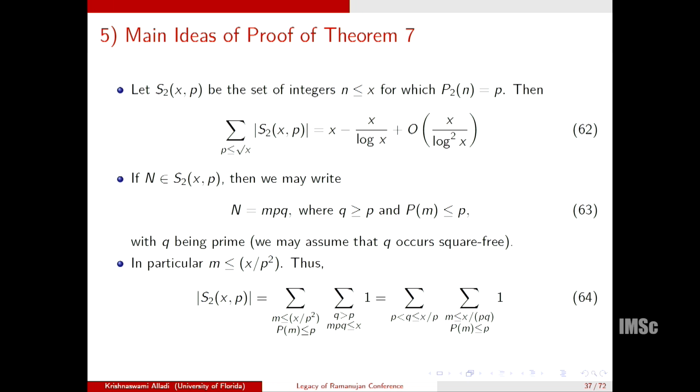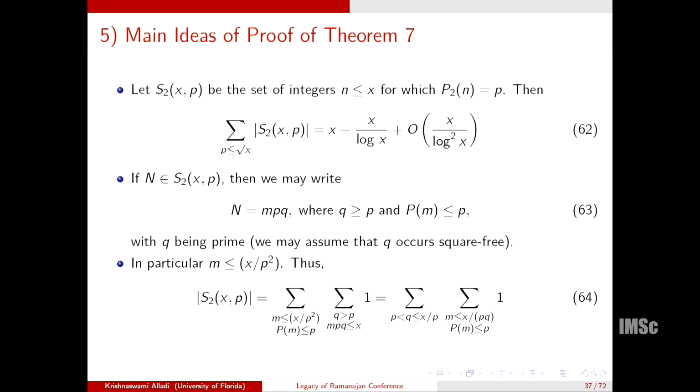And when you do that, when I sum over all p less than or equal to square root of x, I get all the integers up to x minus the integers which have one prime factor, and those are the x over log x plus this. Now the next thing we do is I want to understand this.